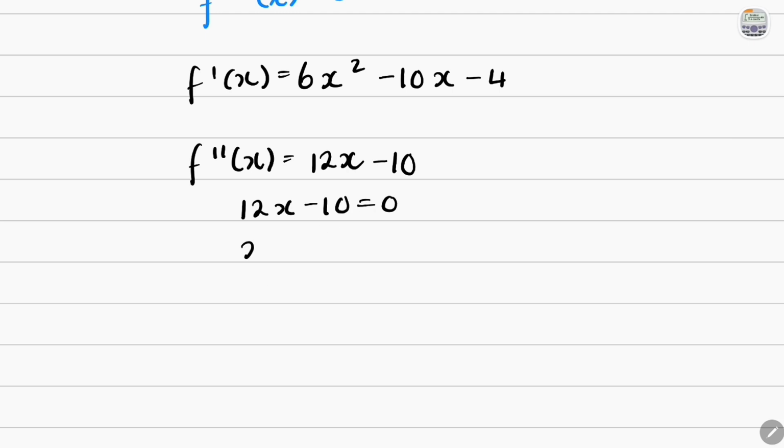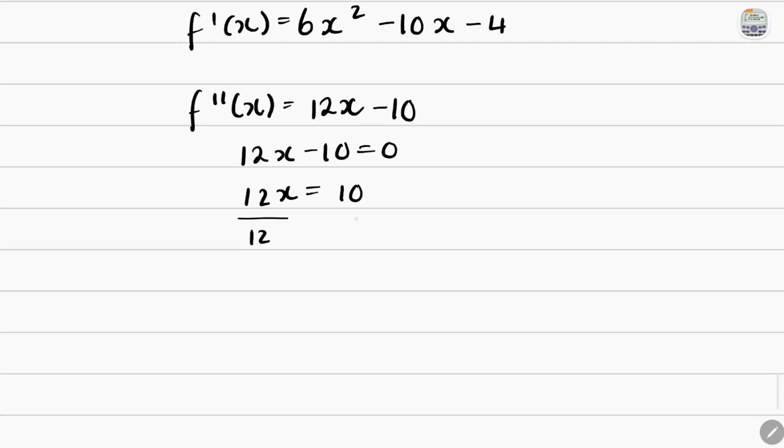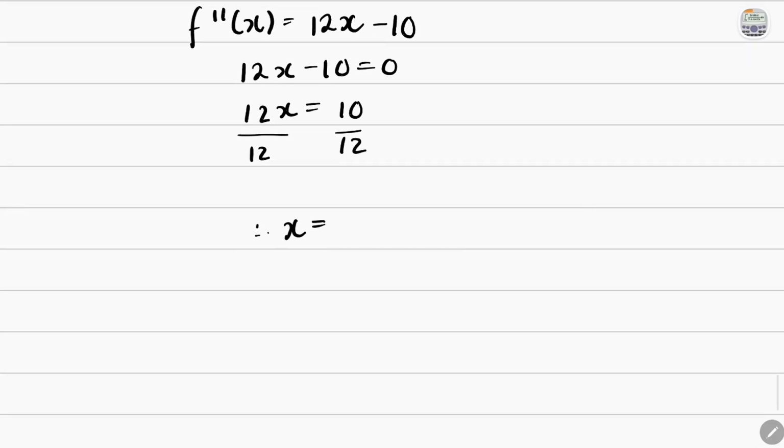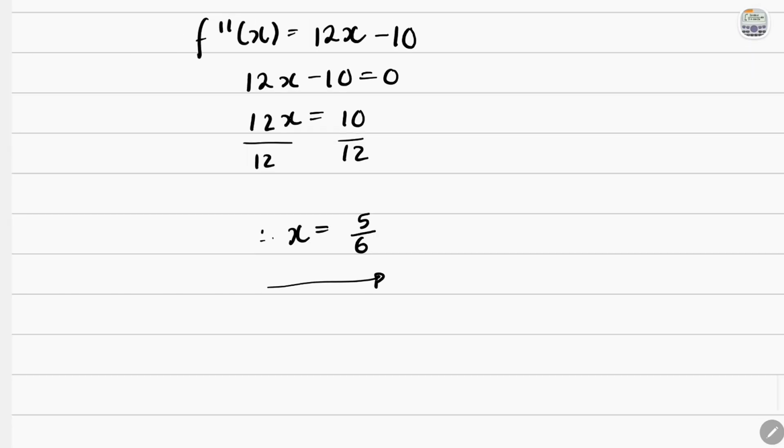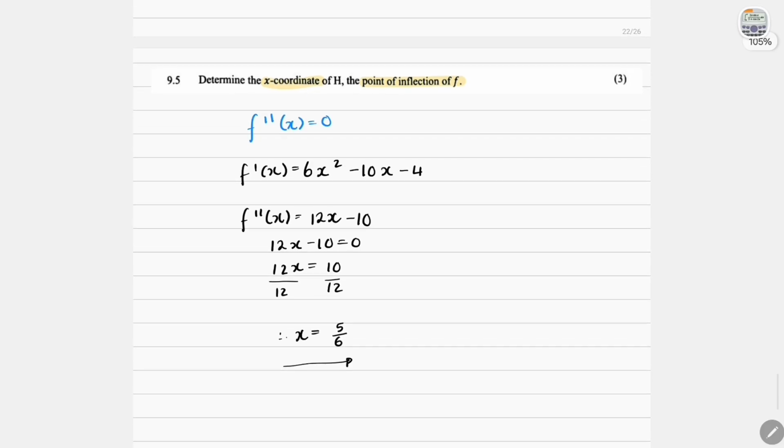So we can transpose 10 here, so we have 12x is equal to positive 10, and then divide both sides of the equation by 12. Therefore, x equals 10 over 12, and 10 and 12 have 2 in common. So 10 divided by 2 is 5, and we have over 6. So 5 over 6 is our answer. And that is the x value of the point of inflection. Moving on to the next question.